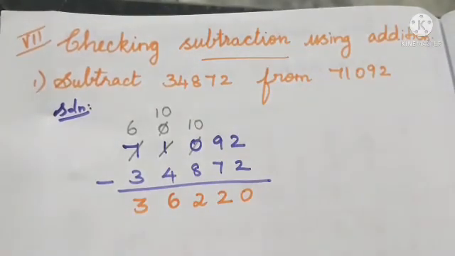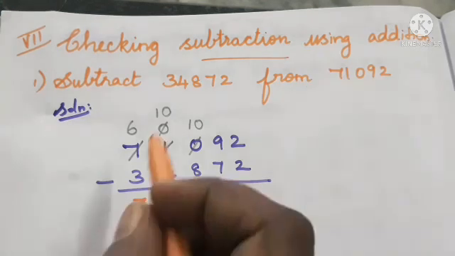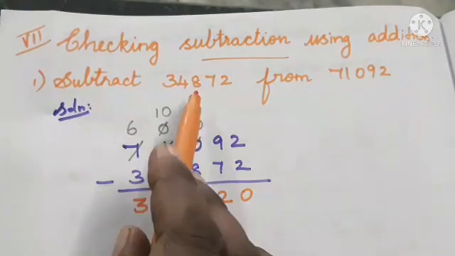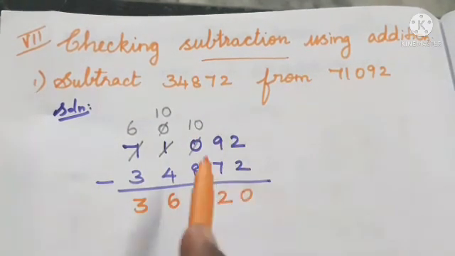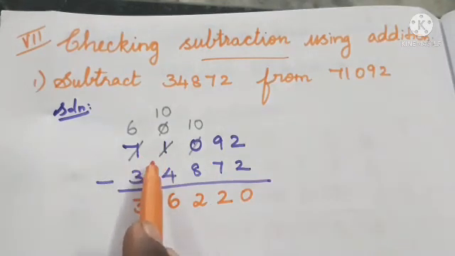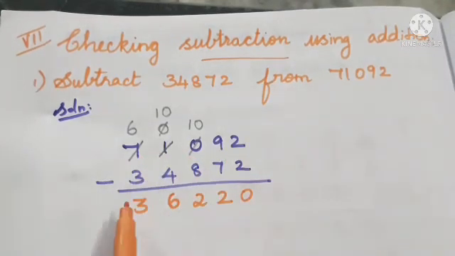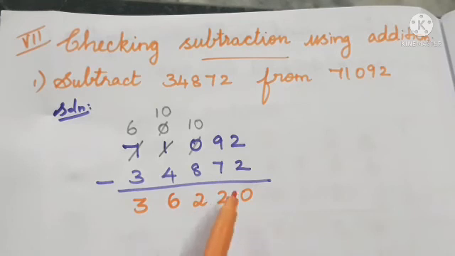Now our subtraction is over, isn't it? As per the given question, we subtracted 34,872 from 71,942, and we got the answer. This is called the difference. After getting the answer, this is called the difference.